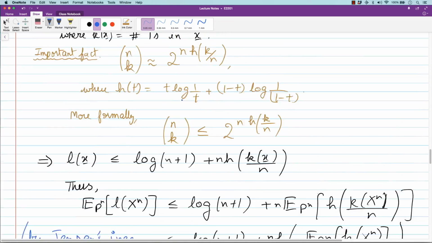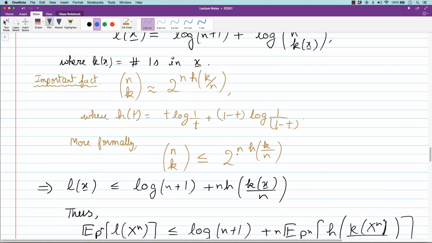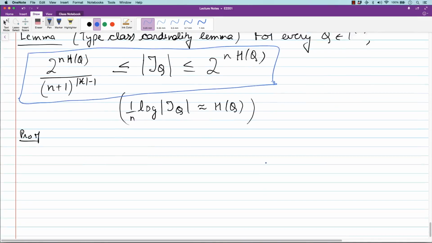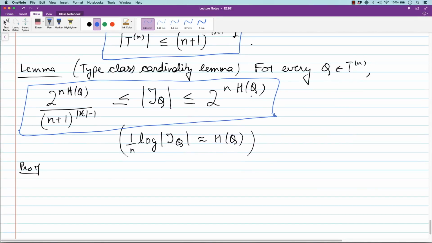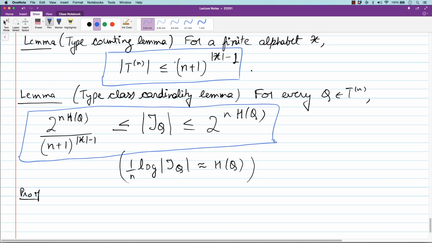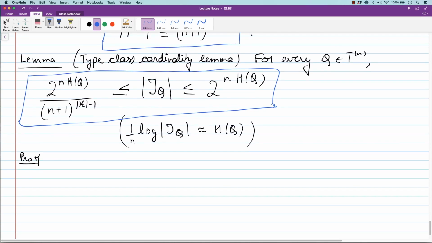So we noticed this fact: n choose k is less than 2 to the power nH(k by n). This is a special case of this more general result applied to the binary alphabet, because for the binary alphabet, type is just determined by the number of ones. And indeed, this bound is also tight there. The number of ones can take n plus 1 values. So there are exactly n plus 1 types. So this bound is tight there. And this approximation also applies to that setting. Okay, how do we show this?